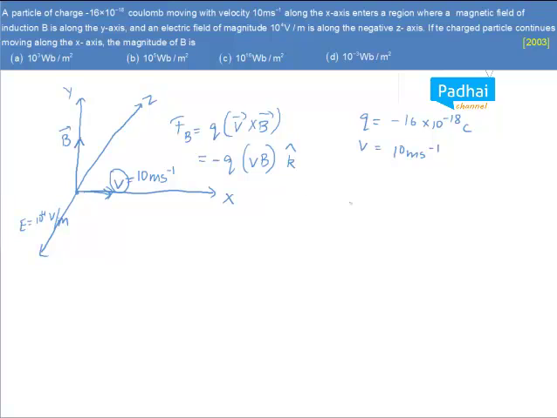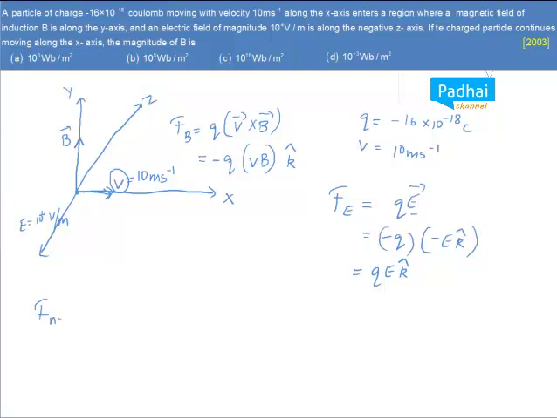right? And if I talk about FE, force due to electric field, these will be the basically two forces. So that will be Q into E, right? And Q is negative, and electric field is along negative z axis, that means minus Q into minus E k cap, right? So that means that will be equal to Q E k cap. Now net force should be 0.